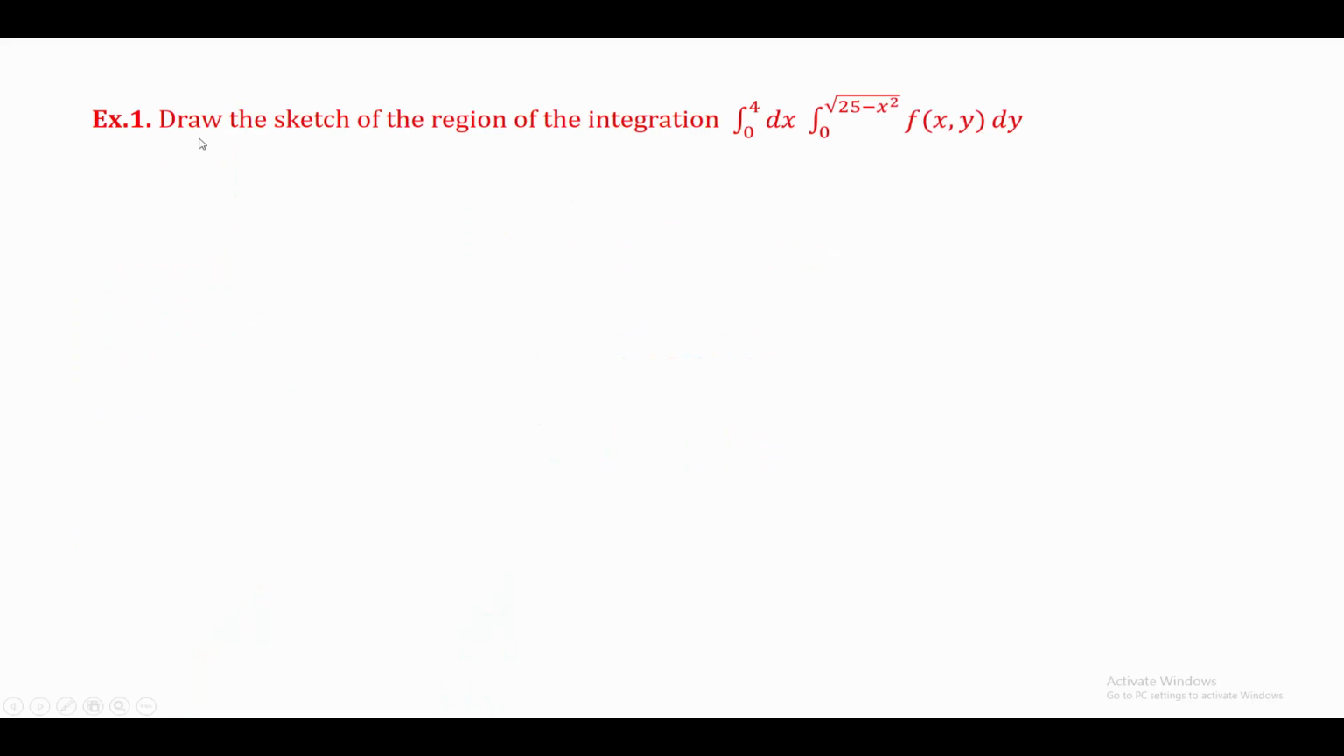Example number 1: draw the sketch of the region of integration, integral limit 0 to 4 dx, integral limit 0 to square root of 25 minus x square, f of xy dy. Means draw the sketch of the double integration. In the first integration these are values of x, means x is 0, x is 4. X varies from 0 to 4 and y varies from 0 to square root of 25 minus x square.